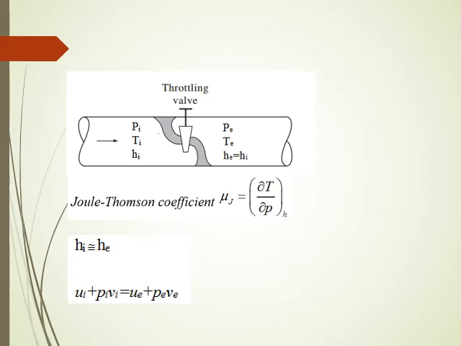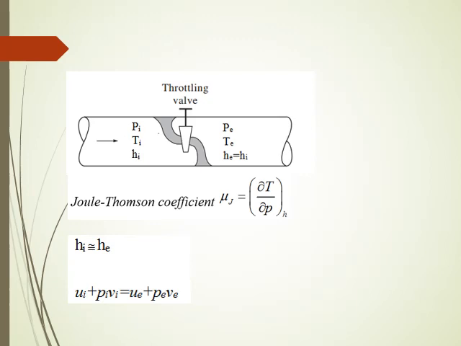So the slide is showing the schematic diagram of a throttling valve. You can see the restriction in the flow passage, which is basically causing the pressure drop. So PE will be less than PI.